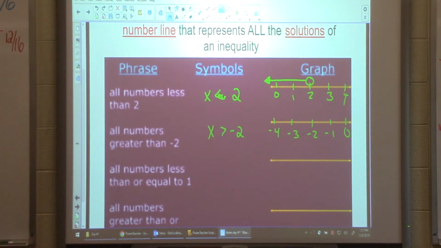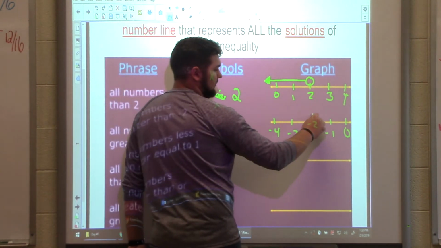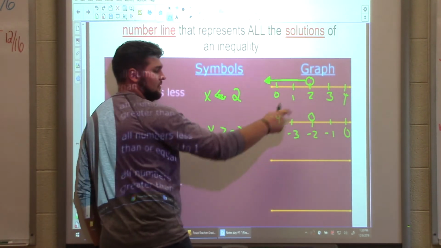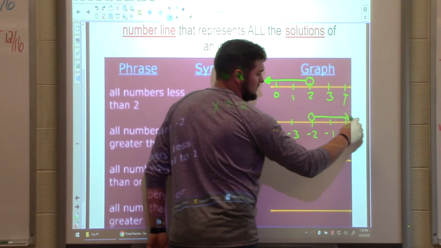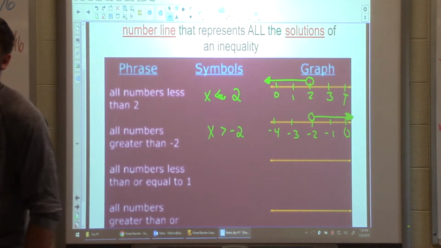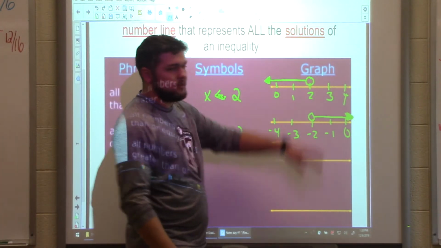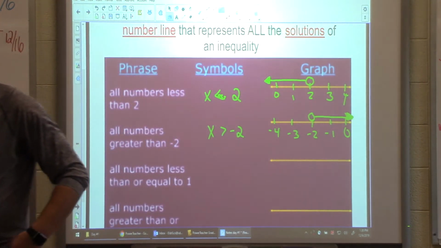Well, greater than means it's just an open circle, right? Greater than, I'm going to the right from negative 2. When's it a closed circle? Greater than or equal to. When there's that line, or it's "or equal to." Or equal to means it's a filled in circle because I can then include that point. I can use that point in my graph and in anything I do.